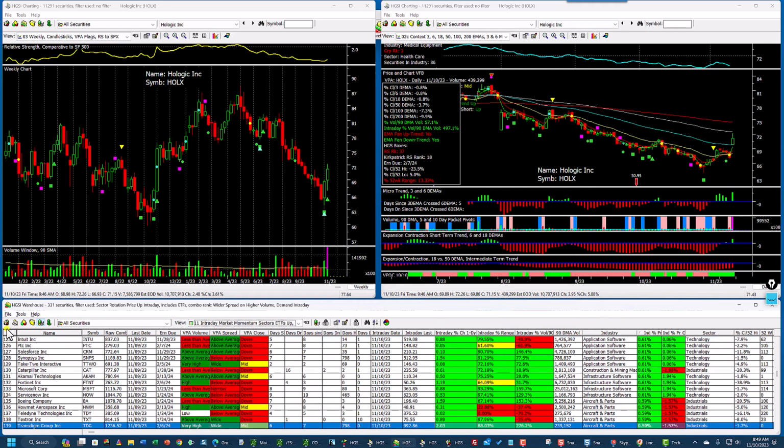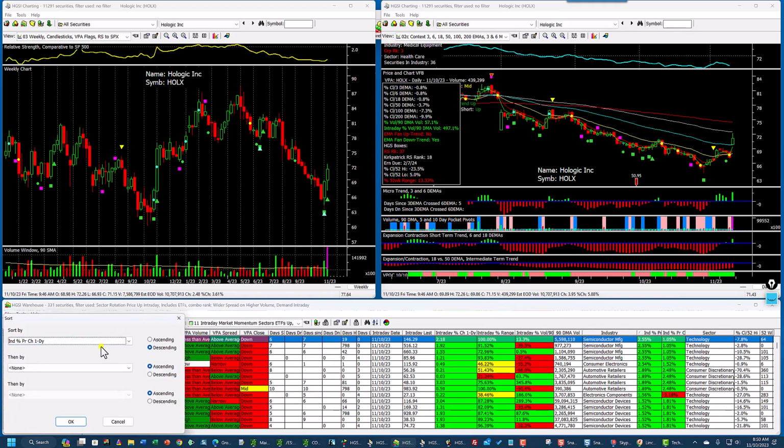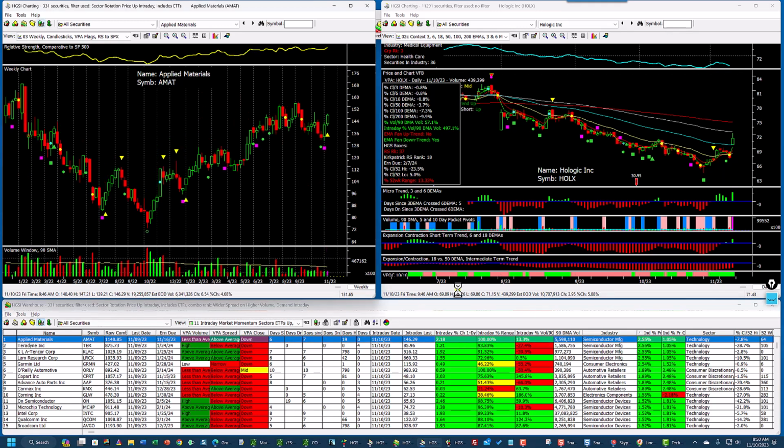So if I sort on that, go to the top of the list. Within the sector rotation, you can see the strongest sector is technology and semiconductor manufacturing. Stock is Applied Materials. It's in here. What I like to do here is look at the industry and then do a secondary sort, just type in range and use the intraday range, and it's going to sort these industries according to the stocks that are trading at the top of their range. And you can see AMAT is at the top, so I'll bring it up.